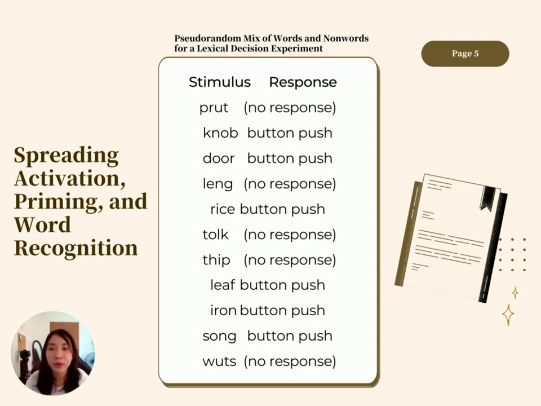So in this list, there are three places where one real word comes right after another real word: knob, door; lift, iron; and iron, song. As you can see, knob and door are related, but the other two pairs are not.